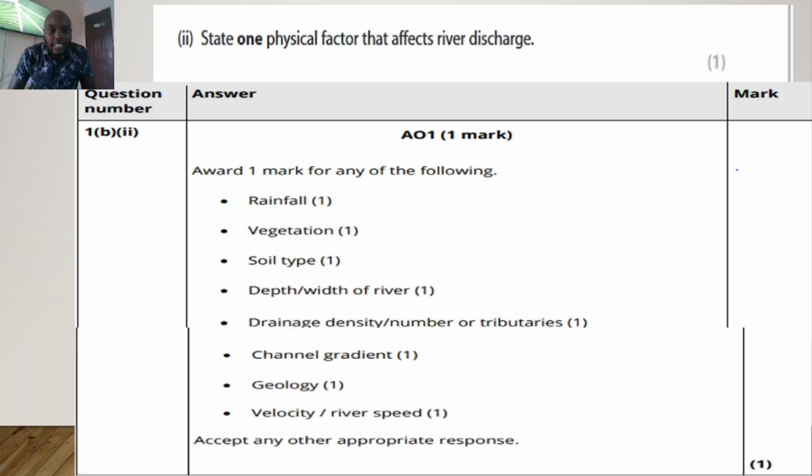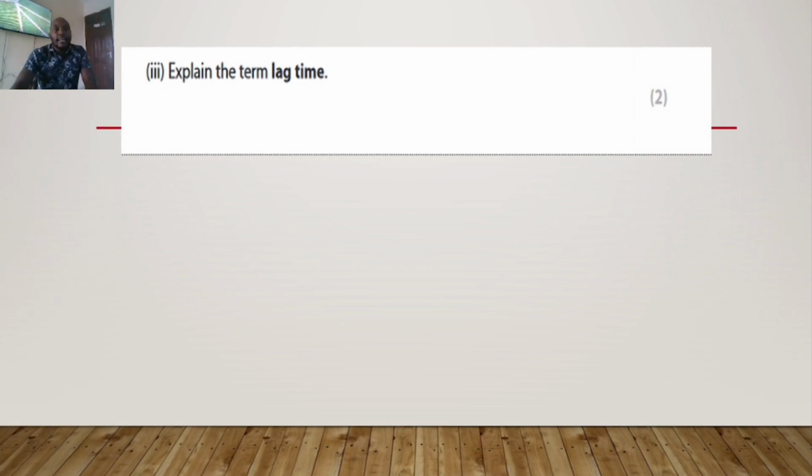We have others: channel gradient, geology, velocity. I know we are going to discuss more of this, but these are ones we were just supposed to mention. I know we are going to meet more of these in other questions. Then we look at these other questions.